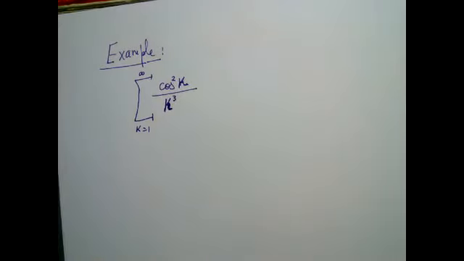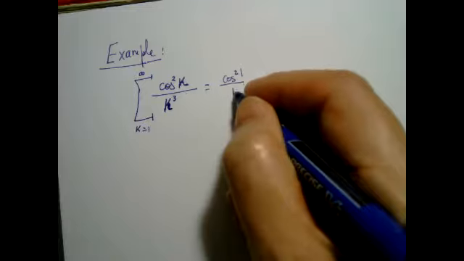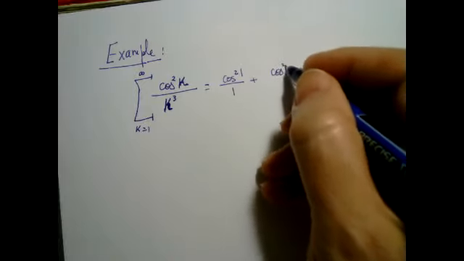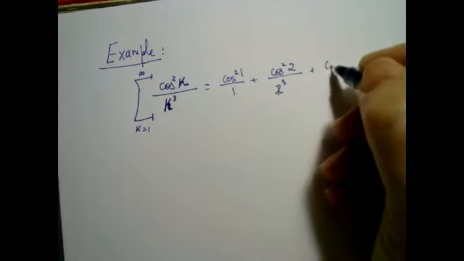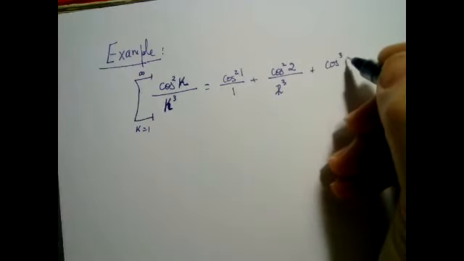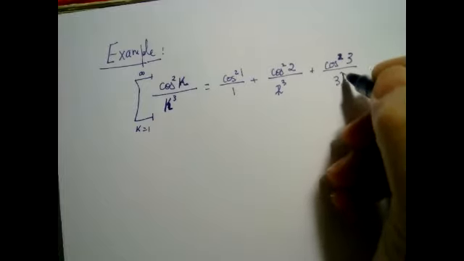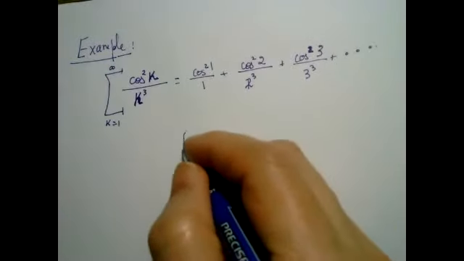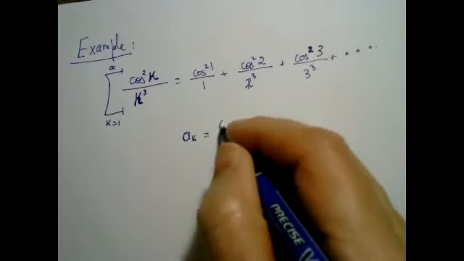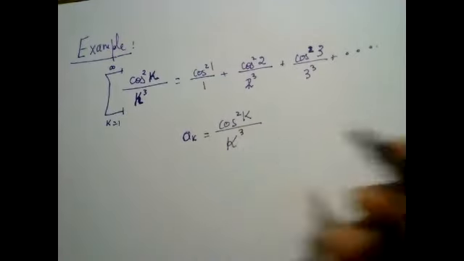So it's a bizarre series. It involves a cosine term. This is basically cosine squared 1 over 1, plus cosine squared 2 over 2 to the power 3, and so on and so forth. My a_k here is cosine squared k over k to the power 3.